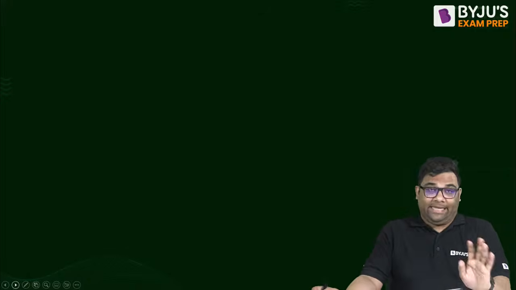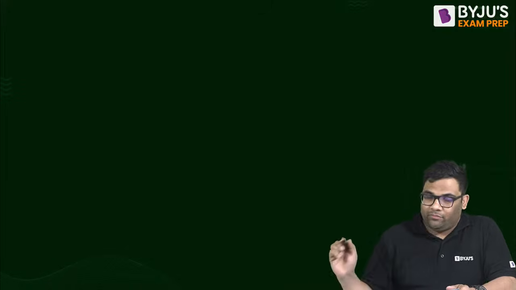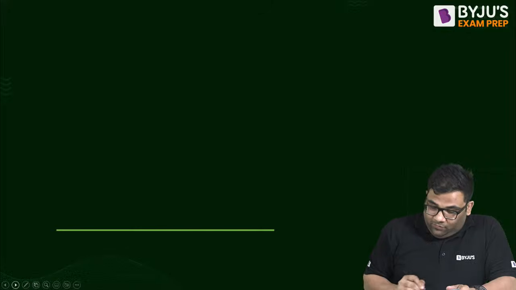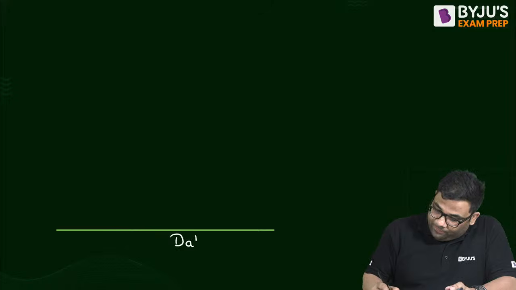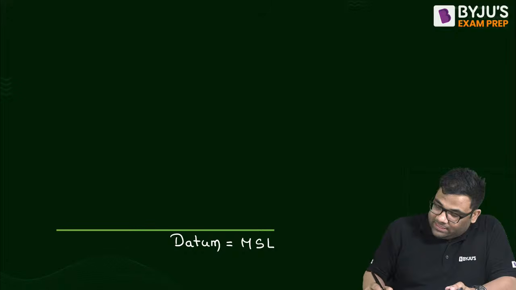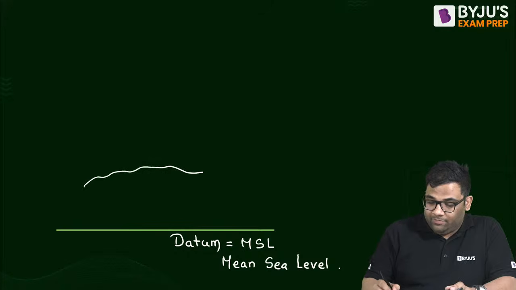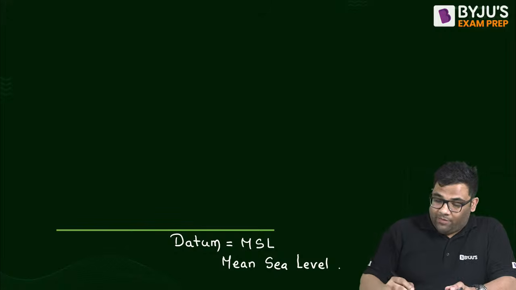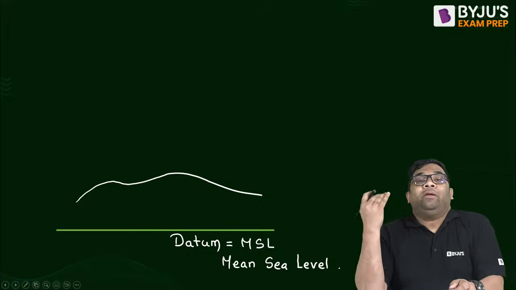Now let us go to this particular topic. We are finding the scale of your photograph. How to find out? Easy. First of all, we will have a datum. This datum is normally taken as the mean sea level. Now our Earth's surface, which is uneven, will be above the mean sea level.